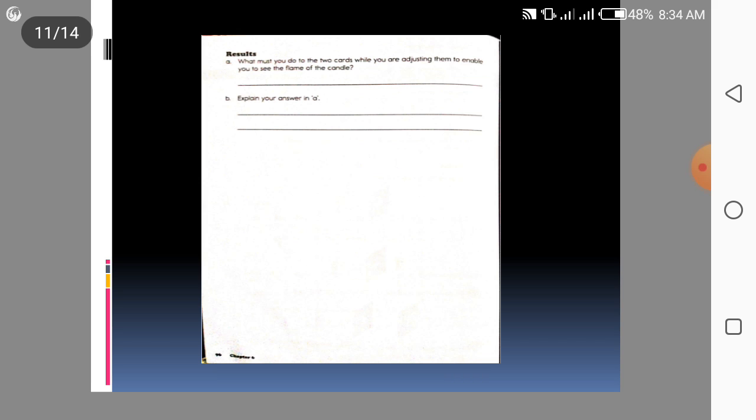On page number 96, here are some questions that I have asked. You have to answer these. First question is, what must you do to the two cards while you are adjusting them to enable you to see the flame of the candle? You simply align the cards so that you can see the flame from your eye. The second question is to explain your answer. So we say that light always travels in a straight line or straight pathway.